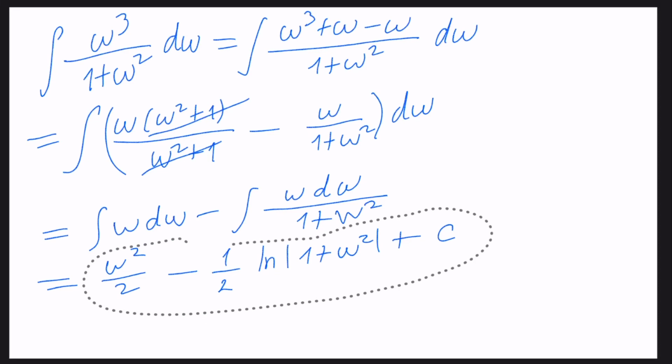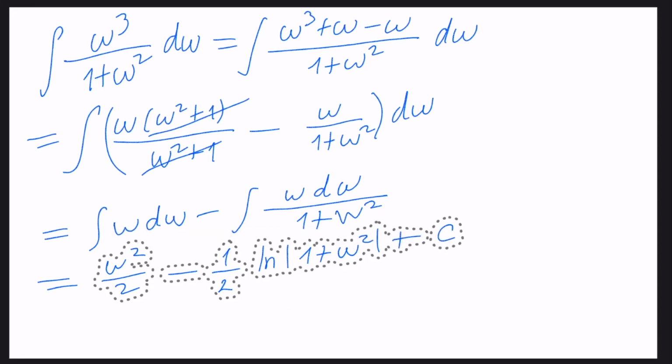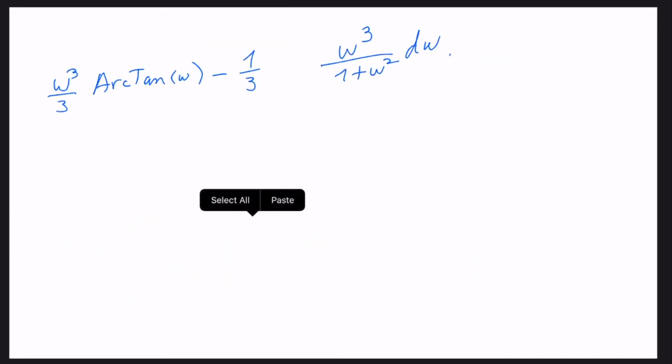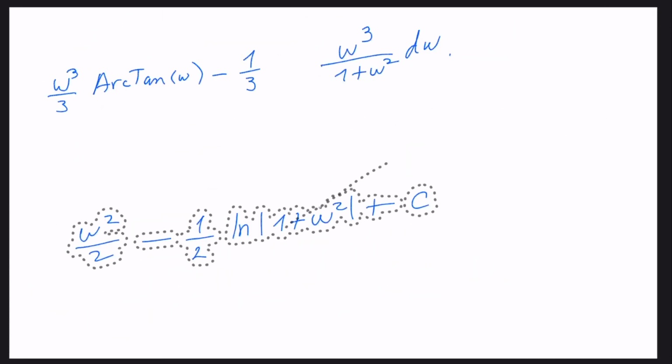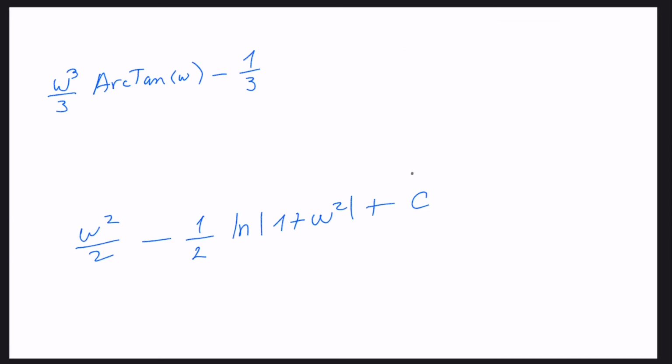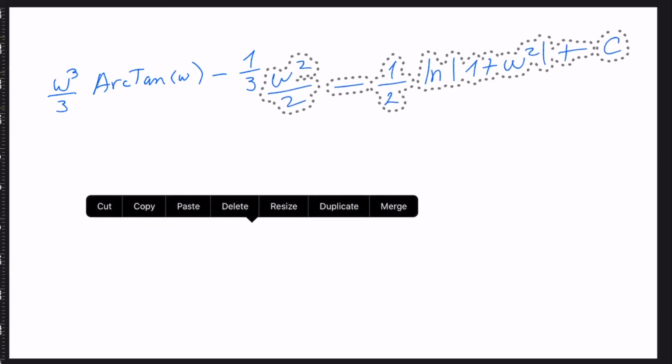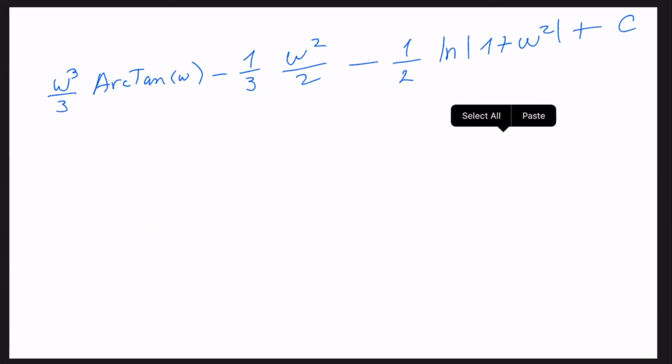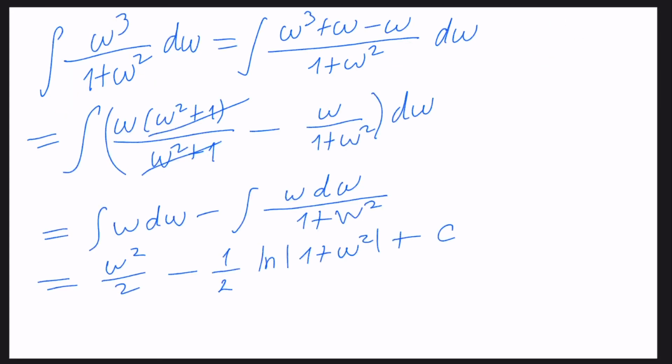Now this is the integral of w cubed divided by 1 plus w squared. And we can put it here. Okay, let me eliminate this one. And we can move this here. Okay, it makes the work easier. Now we just replace, what is w?